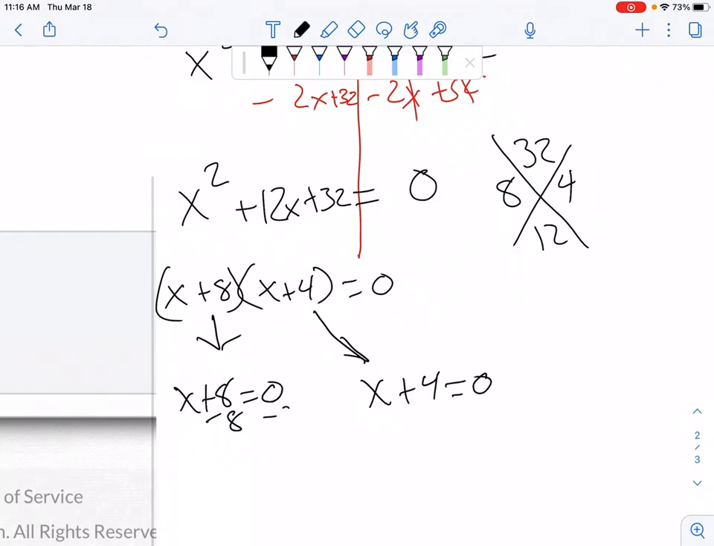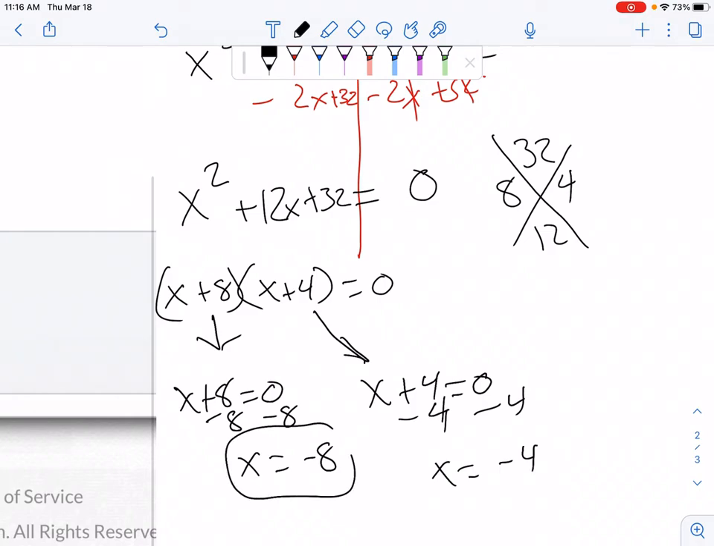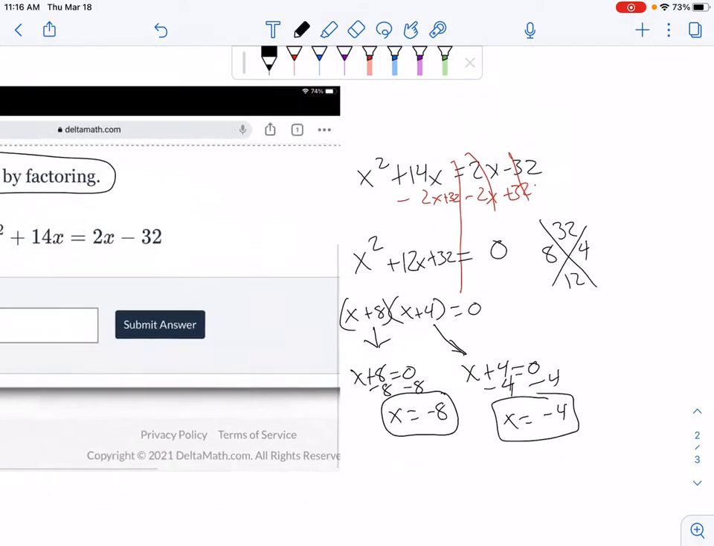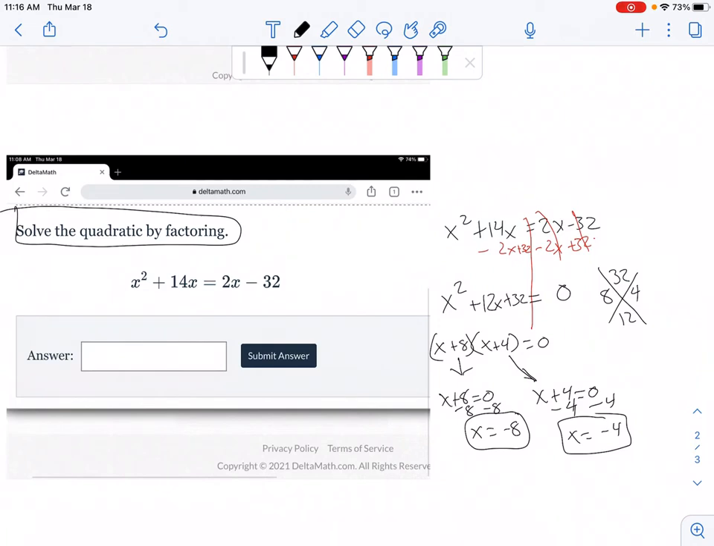We can subtract 8 from both sides to find that x equals negative 8. Subtract 4 from both sides to find that x equals negative 4. The way you would write your answer in Delta Math is you're just going to list negative 8, comma, negative 4. Those are both your answers. So you're listing them and separating them with a comma.